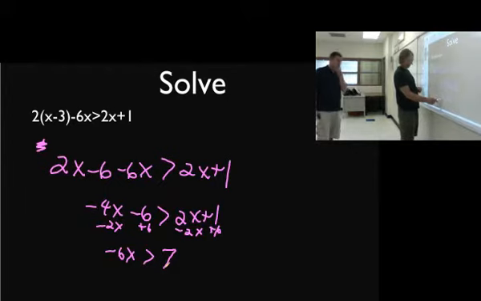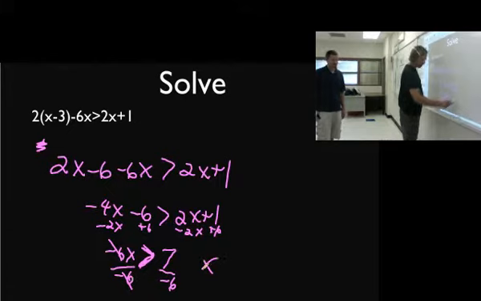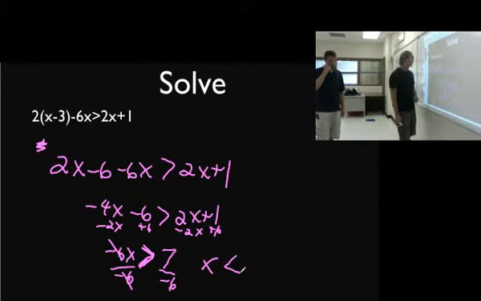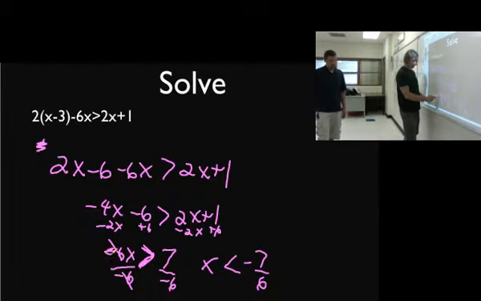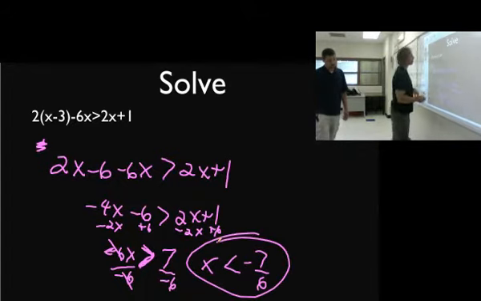I want to get x by itself, so divide by negative 6. Oh! If you're dividing by a negative number, you got to flip it. So x is less than negative 7/6 because you divided by a negative number right there. Remember, less than, you use your left hand, it looks like a less than sign if you're trying to remember that.